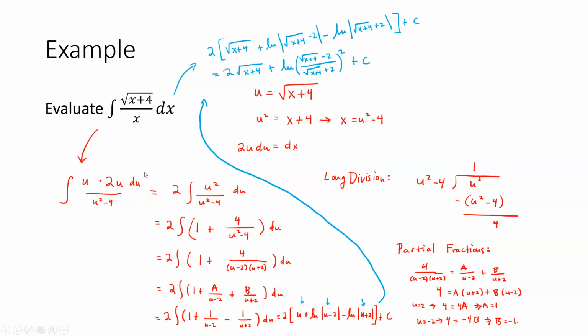Alrighty, so that's an example of rationalizing substitution. We replace the radical expression to transform it into a rational expression.